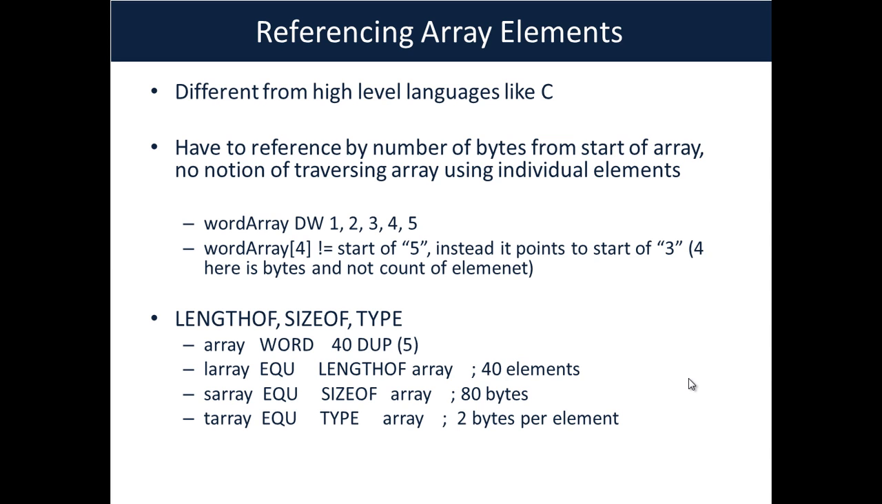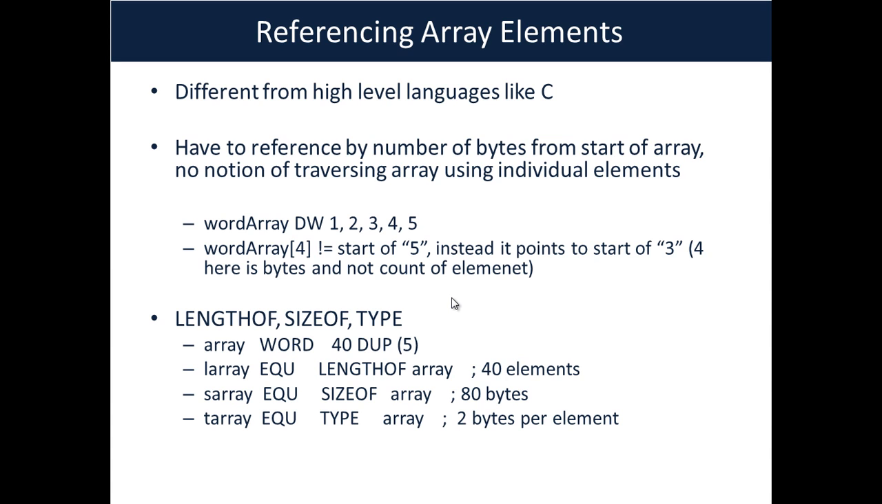Now, referencing these array elements is a totally different story, and people coming from high-level languages would find it a bit anomalous at times to figure out exactly how this works. The important point to note here is that in assembly, we have to reference by the number of bytes from the start of the array, and there is no notion of traversing the array using the individual element indexes.